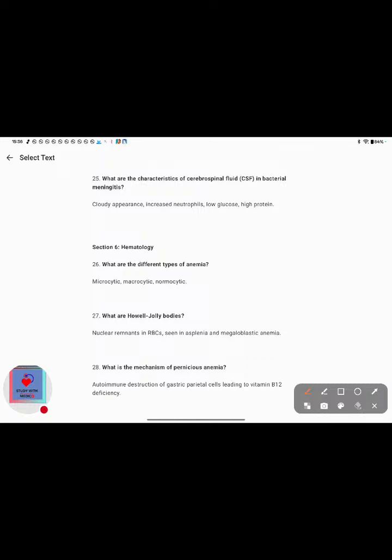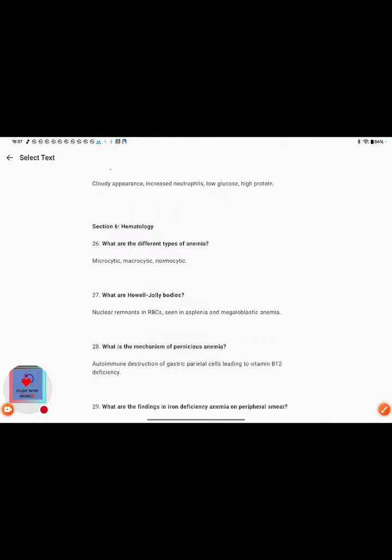What are the characteristics of cerebrospinal fluid in bacterial meningitis? Cloudy appearance, so it will be turbid, increased neutrophils, low glucose, and high protein.